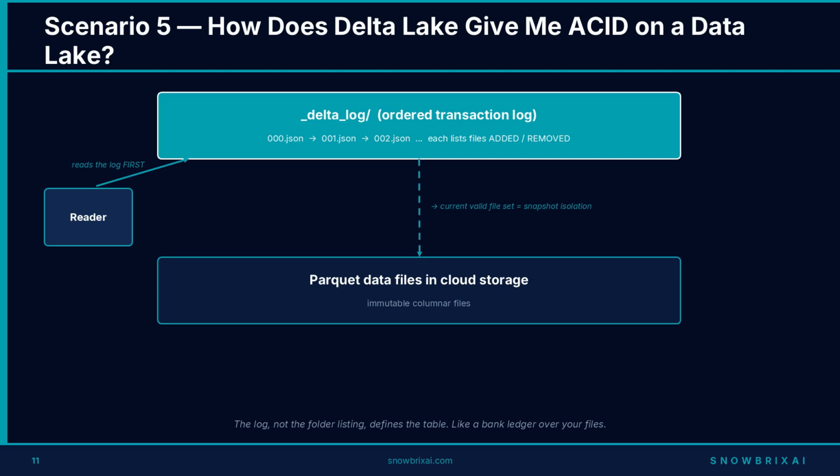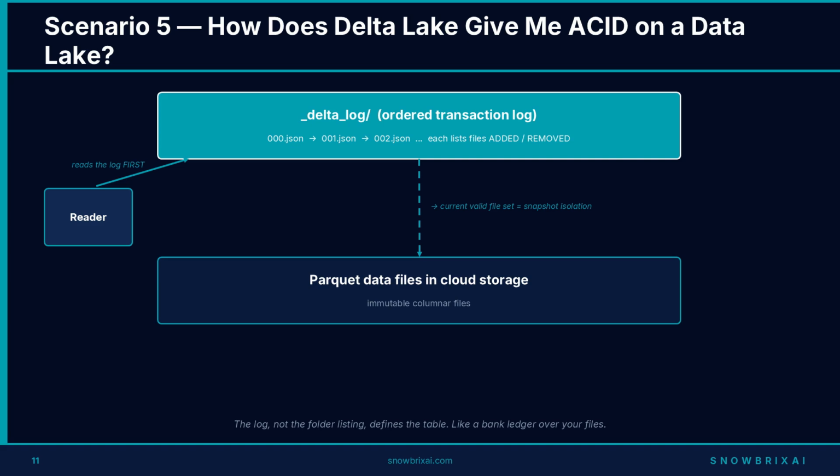Now, a classic: how does Delta Lake give you ACID on a plain data lake? Start with the problem. Plain Parquet on object storage has no transactions at all. Delta adds a transaction log on top of those files. Every commit writes an ordered JSON entry into the Delta log folder. Readers only ever see committed versions.